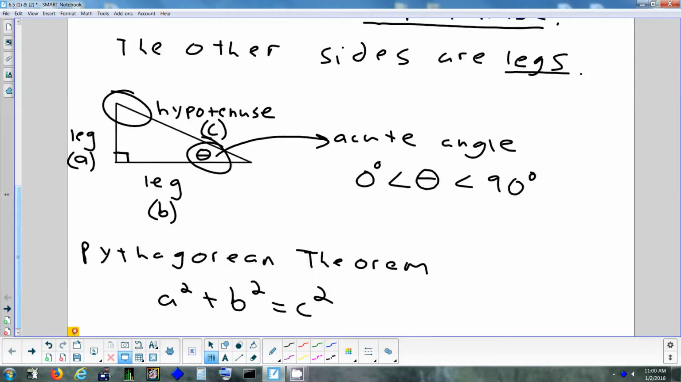This theorem can only be used on right triangles. If you had a triangle like that, you cannot use the Pythagorean Theorem on that kind of problem. Eventually we'll talk about how you would do stuff with that, but for now, we're going to stick with right triangles.